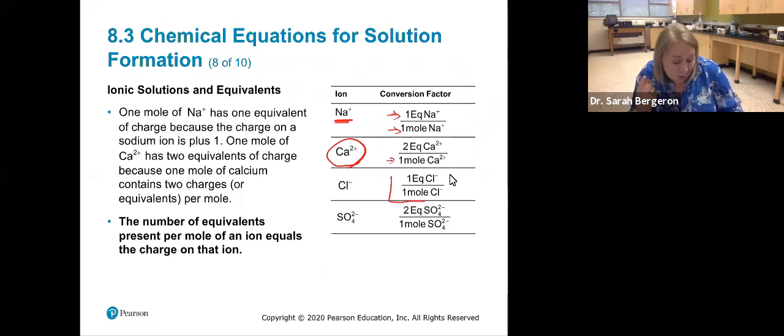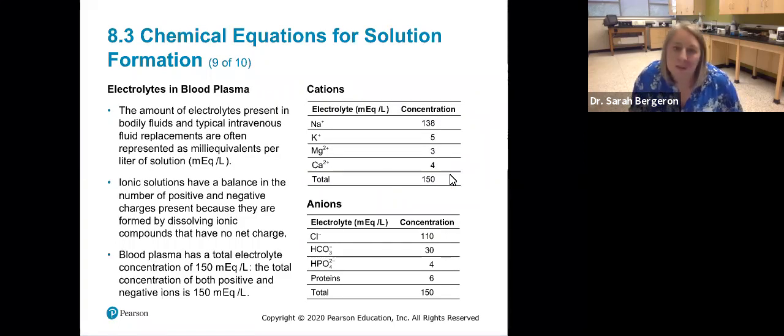So when you write your equivalence dimensional analysis, you're going to say for every 1 equivalent of a chlorine charge, you have 1 mole of a chlorine charge. SO4 is a polyatomic ion, so you can go find it on the polyatomic ion chart. It has a charge of -2. So for every 1 mole of my substance that's carrying a -2 charge, I have 2 equivalents of charge. So the number of equivalents present per mole of an ion equals the charge on the ion, right? So we'll use those in some examples.